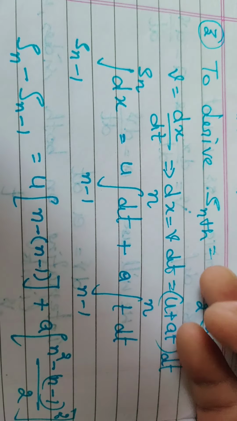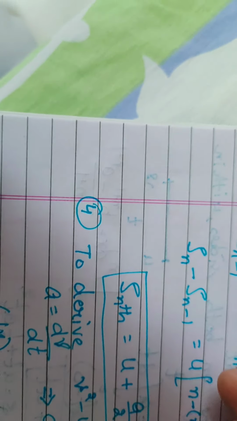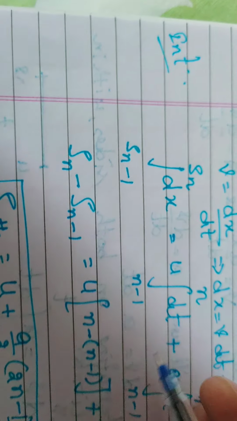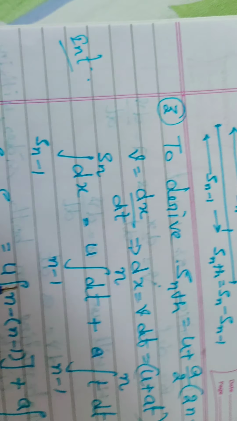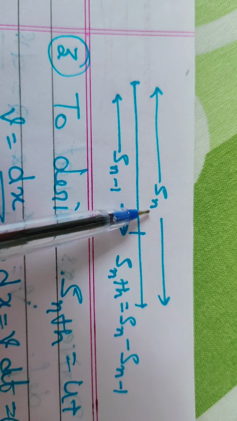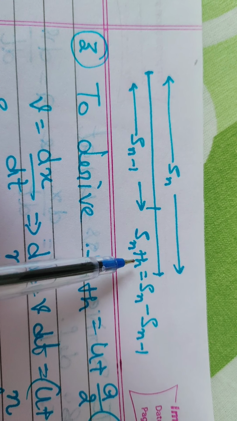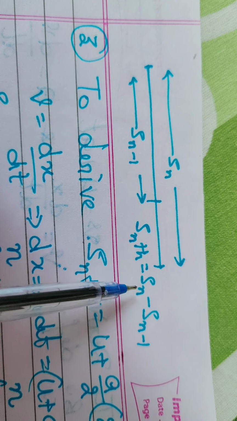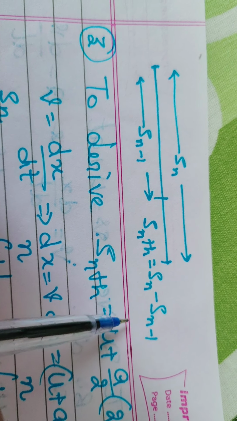If we change the limits, instead of 0 to t, 0 to t, or 0 to s, to limits sn minus 1 to sn, and n minus 1 to n. So what is sn minus 1? See, total distance covered in n seconds is sn, let us say, and in n minus 1 seconds is sn minus 1. So what will be the distance during the nth second? Total distance sn minus sn minus 1. So for this we have to choose limits.